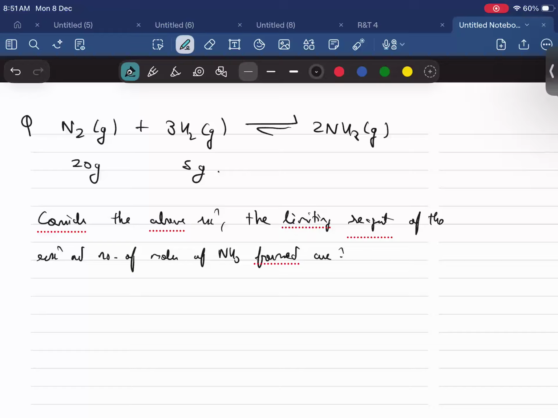Sir, limiting reagent is N2, sir. Limiting reagent is N2, that is fine. And number of moles of NH3 formed is 10 by 7, sir. Sorry, 10 by 7.